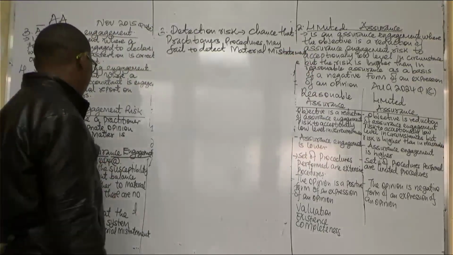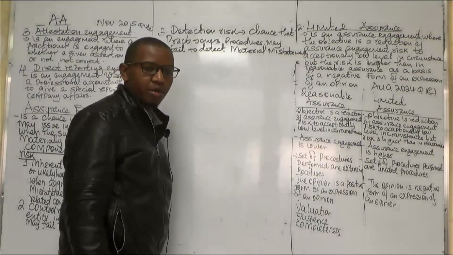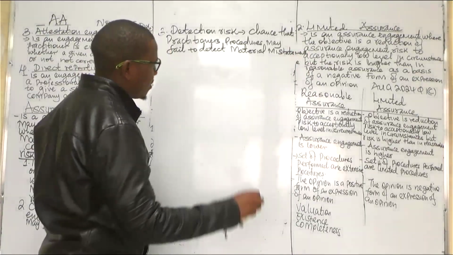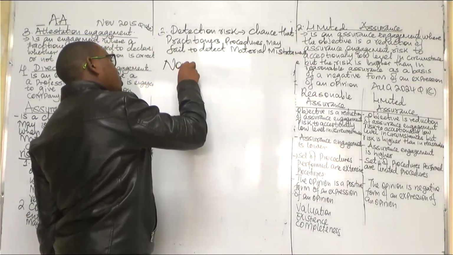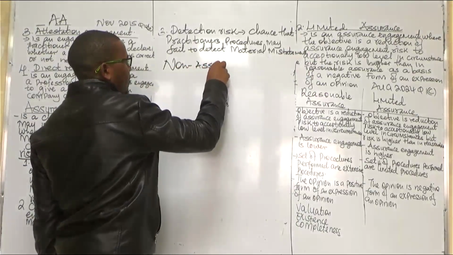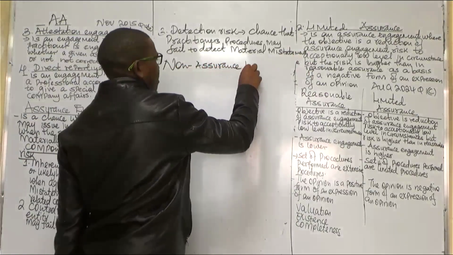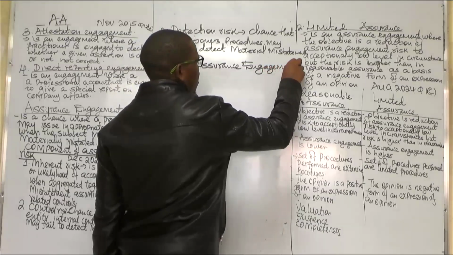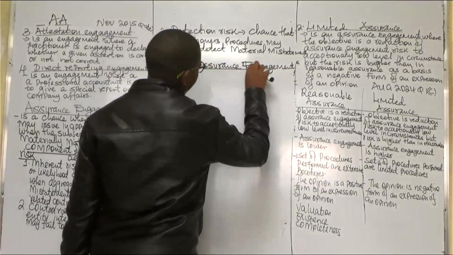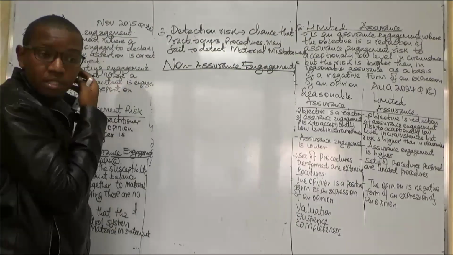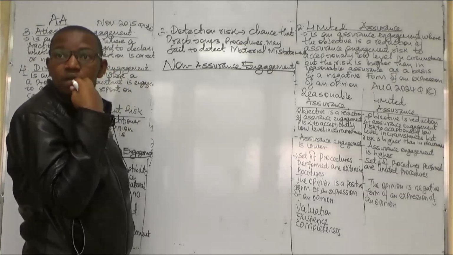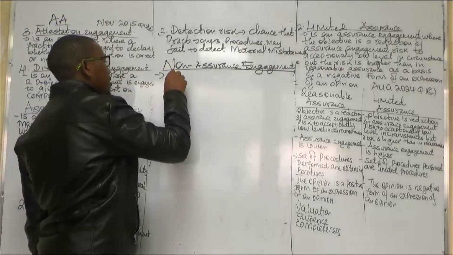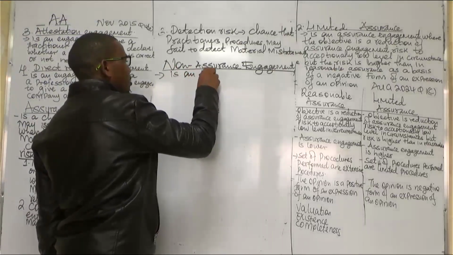So those are the components of assurance engagement risk. Now I'll just introduce non-assurance engagement, then we'll come and talk of them in detail. This is an assurance engagement.